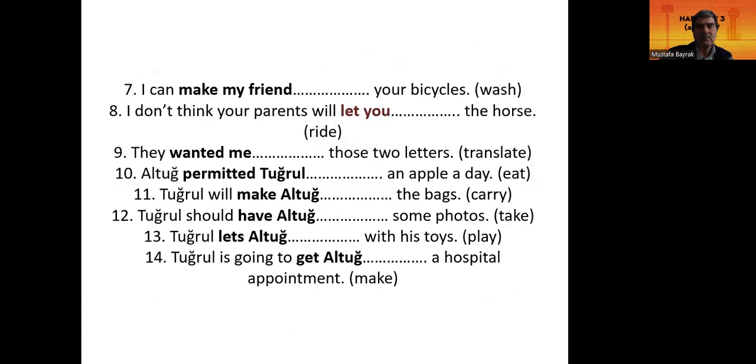I can make my friend wash your bicycles. 8. I don't think your parents will let you ride the horse. 9. They wanted me to translate those 2 letters. Permitted to eat an apple a day. 11. Tuğrul will make Ali carry the bags. Tuğrul should have Ali take some photos. Tuğrul lets Ali play with his toys. Tuğrul is going to get Ali to make a hospital appointment.